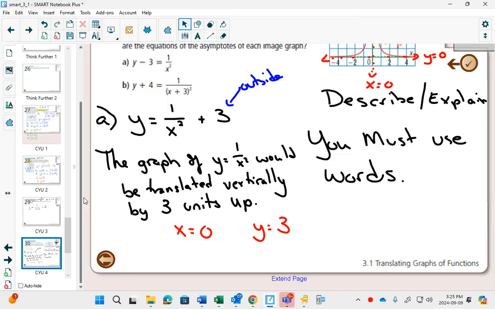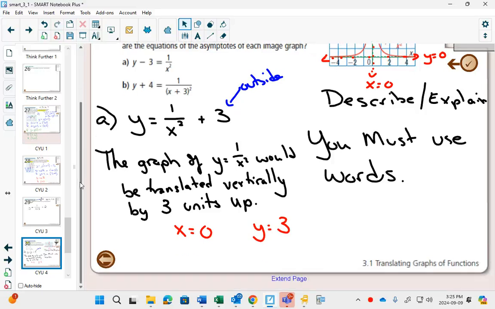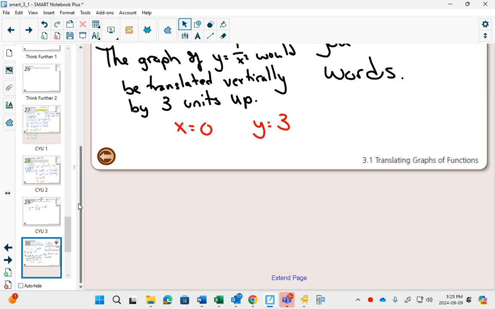So if my original asymptotes were at x equals 0 and y equals 0, and I took that and moved it 3 units up, now they'll still be at x equals 0, because moving it up and down doesn't change this one. But moving it up 3 will change this one to y equals 3.